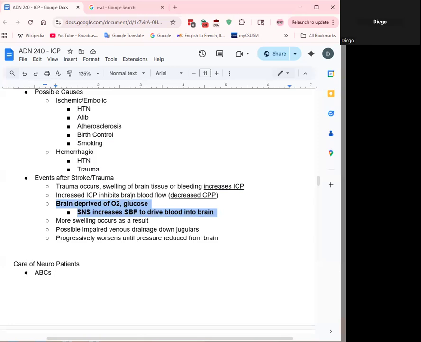So it's worth keeping in mind because you might accidentally give out a blood pressure decreasing med, thinking, oh, I'm supposed to decrease the blood pressure, but they need that increased blood pressure to get blood flowing.